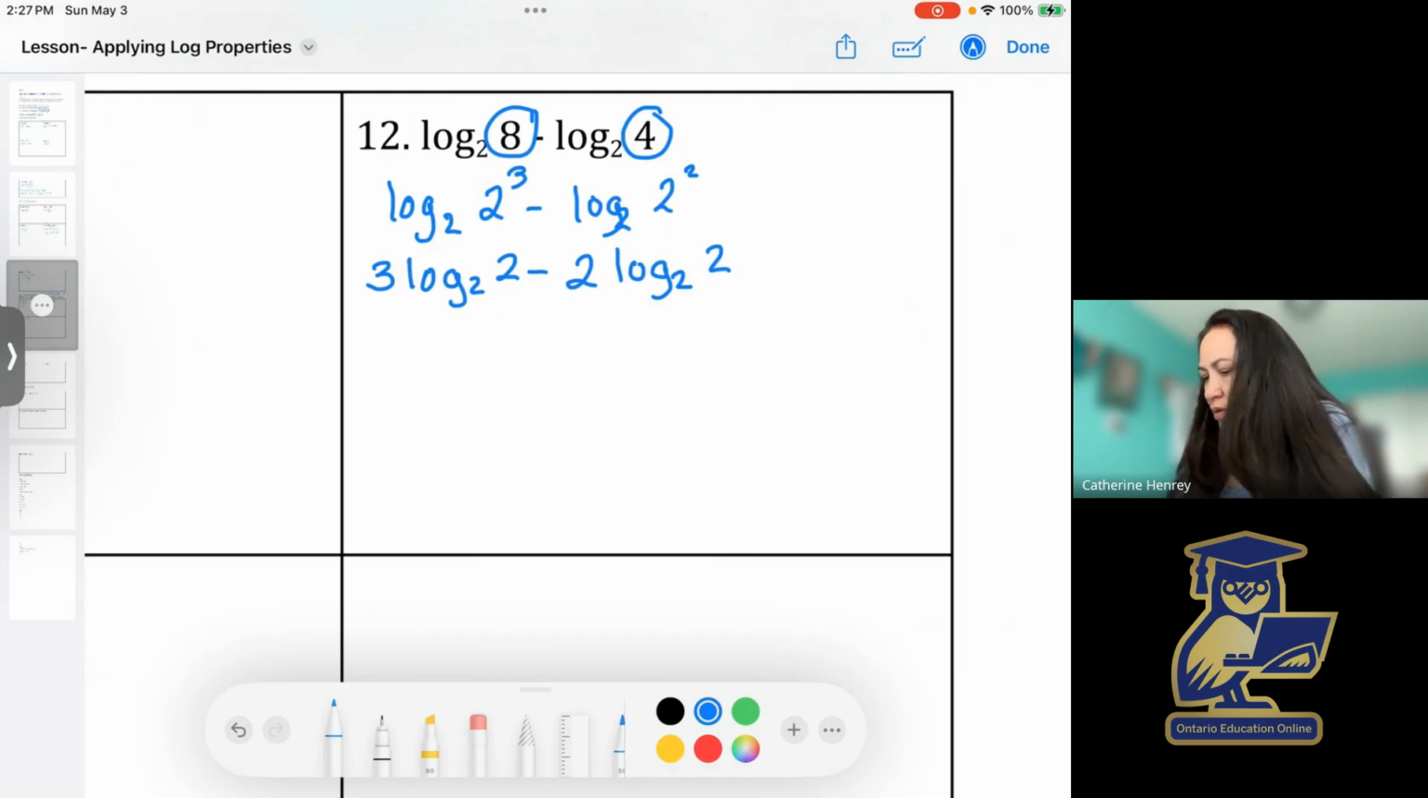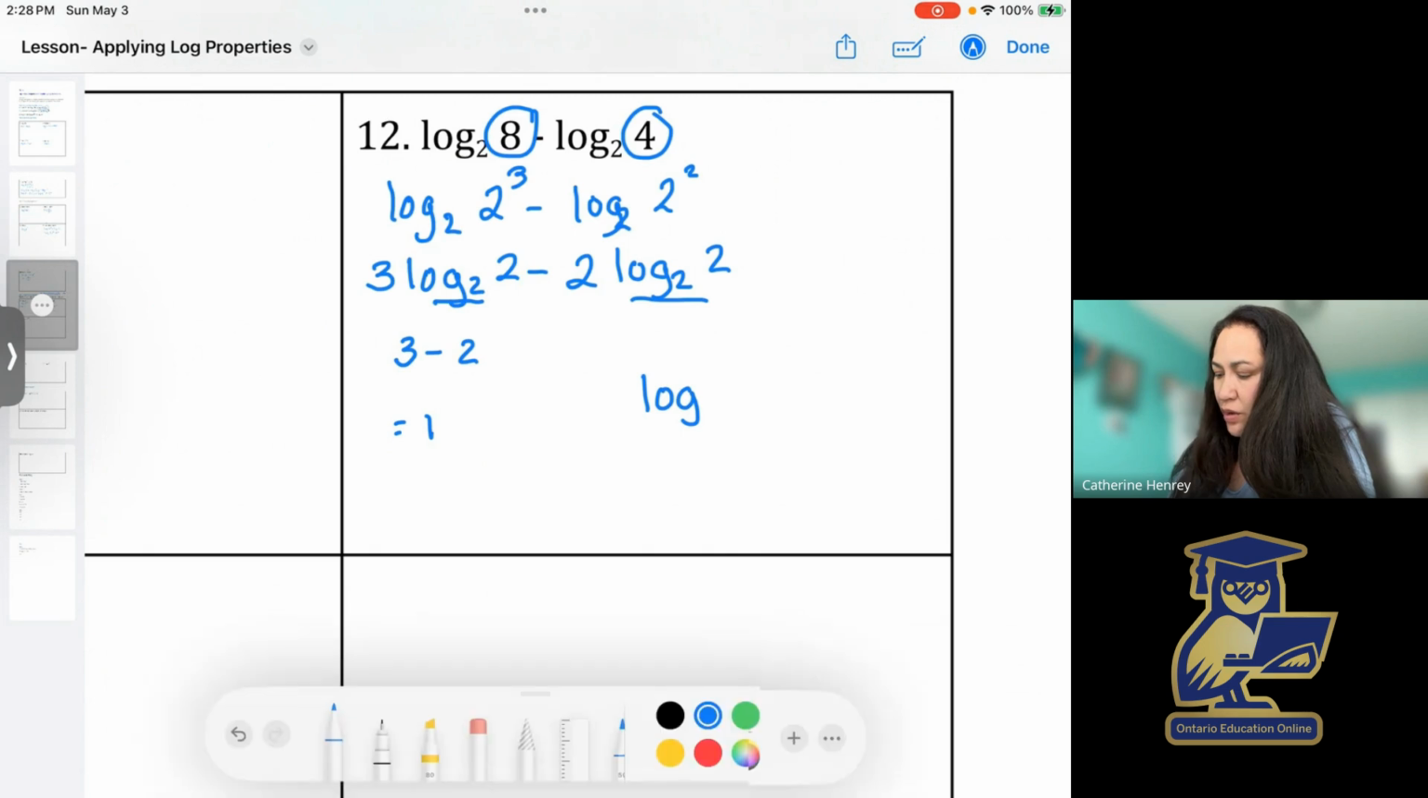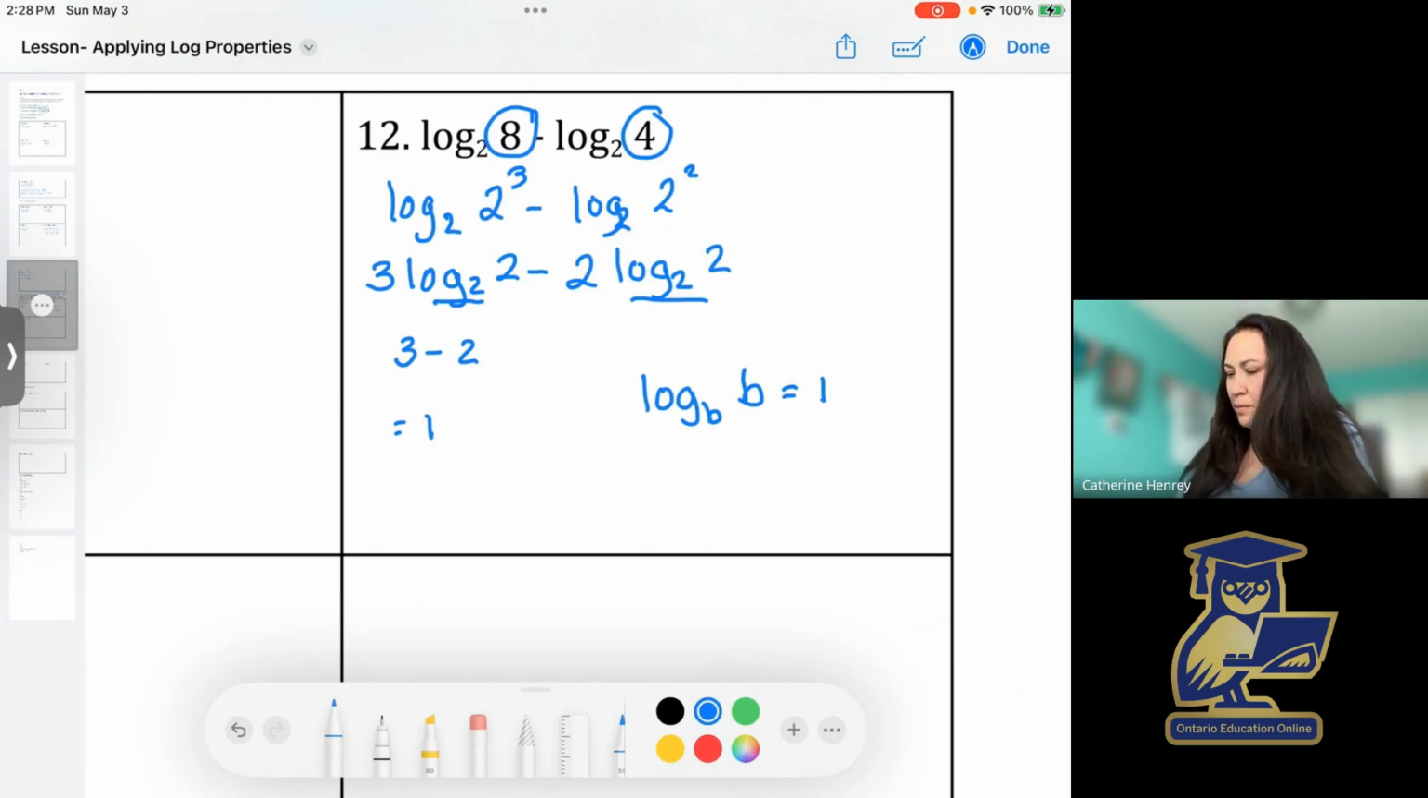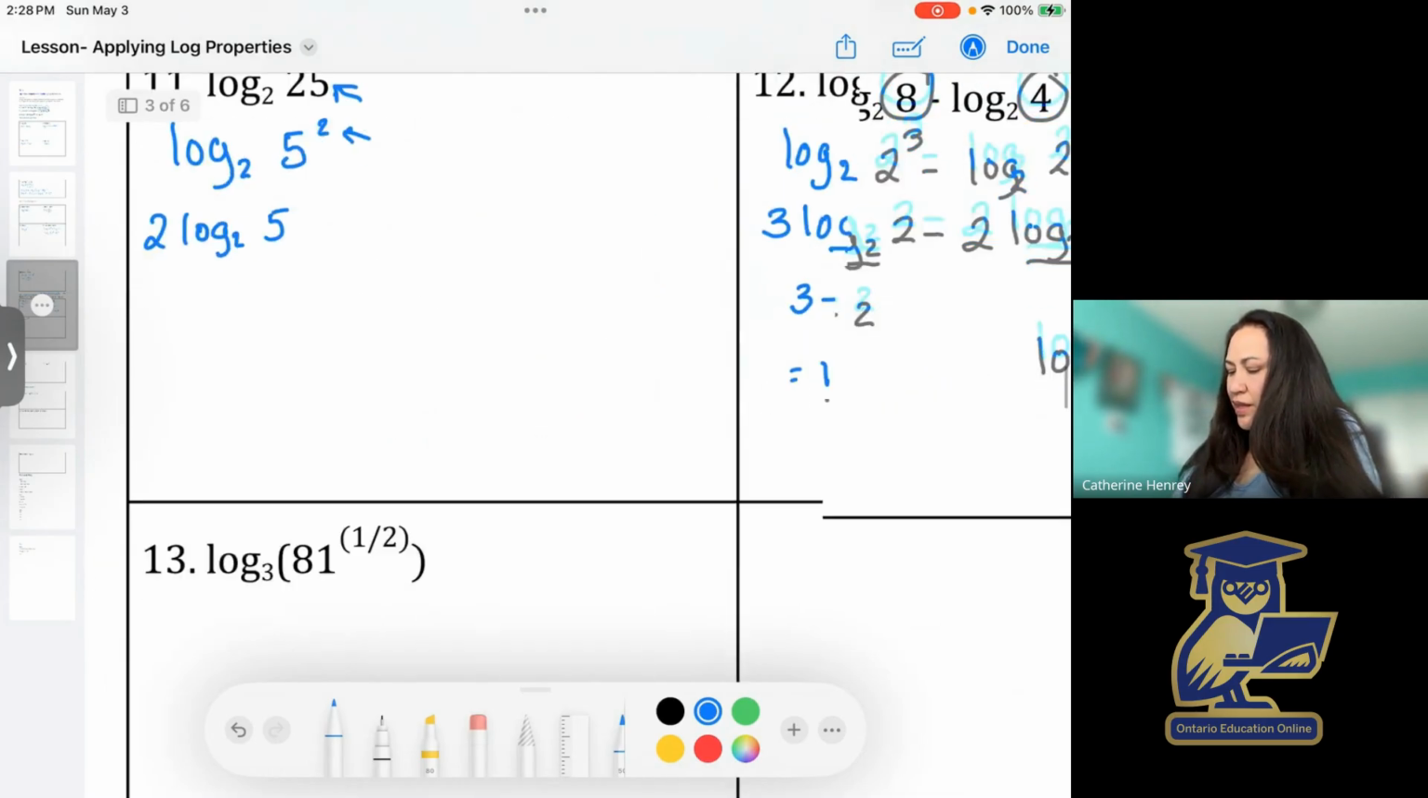And remember, the log of any number to the base of the same number is 1. So both of these simplify to equal 1. And I have 3 minus 2, and that equals 1. So again, the log of any number to the base of the same number is always 1. See how we simplify the others?